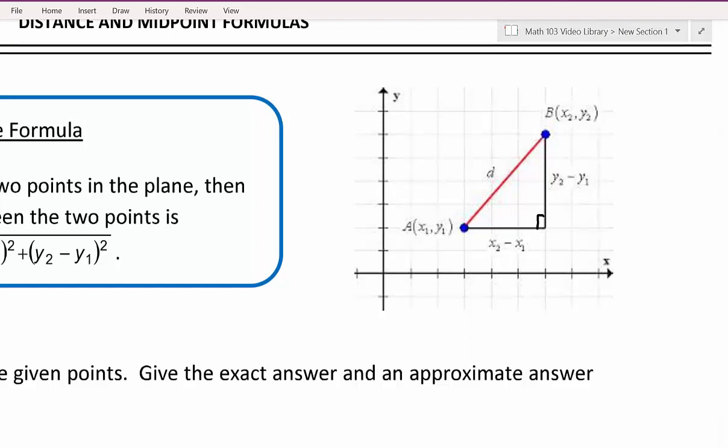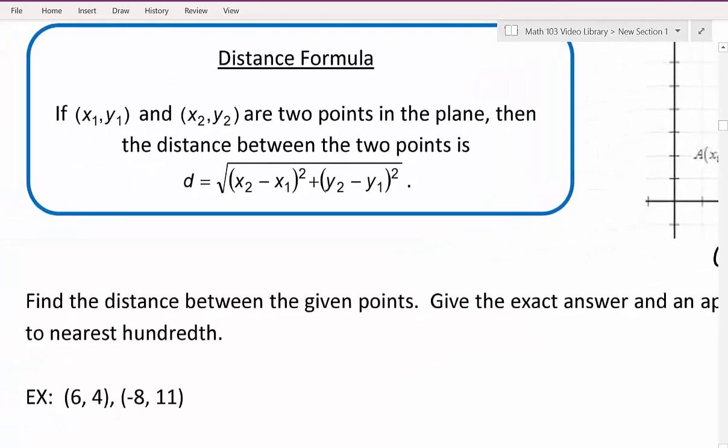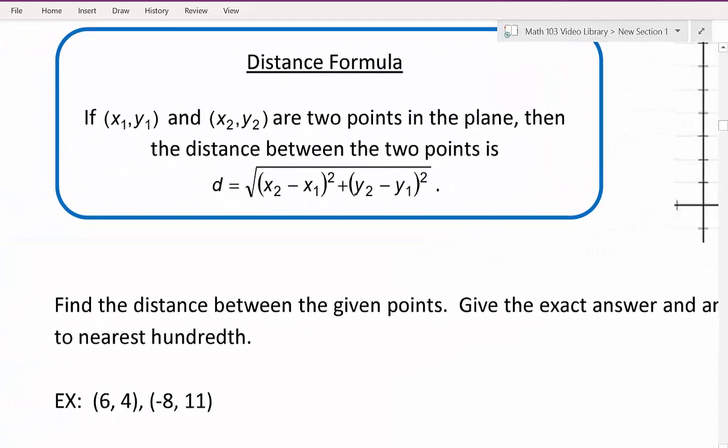2 y values. Pythagorean theorem then would say that (x2 minus x1) squared plus (y2 minus y1) squared is equal to the hypotenuse, which is our distance, squared. If we take the square root of both sides of that equation, we end up with our distance formula. So given 2 points, x1, y1, and x2, y2 on the plane, the distance between the 2 points is the square root of (x2 minus x1) squared plus (y2 minus y1) squared. It's simply an application of the Pythagorean theorem.